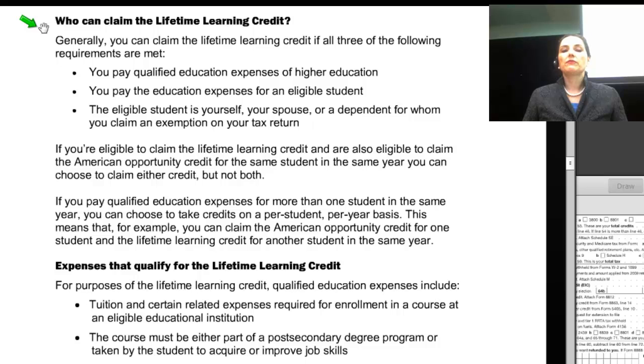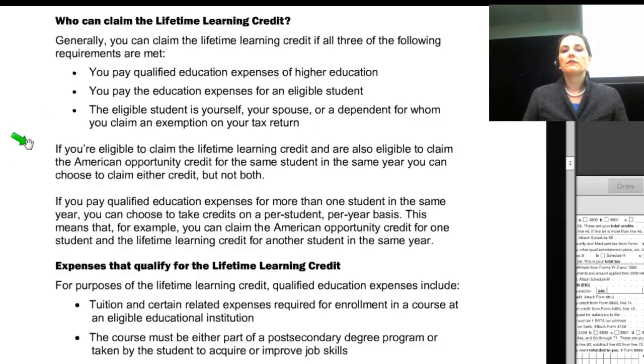So who can claim the Lifetime Learning Credit? Generally, you can claim the Lifetime Learning Credit if all 3 of the following requirements are met. You paid the qualified education expenses for higher education. You paid the education expenses for an eligible student, and the eligible student is yourself, your spouse, or a dependent for whom you claim an exemption on your tax return.